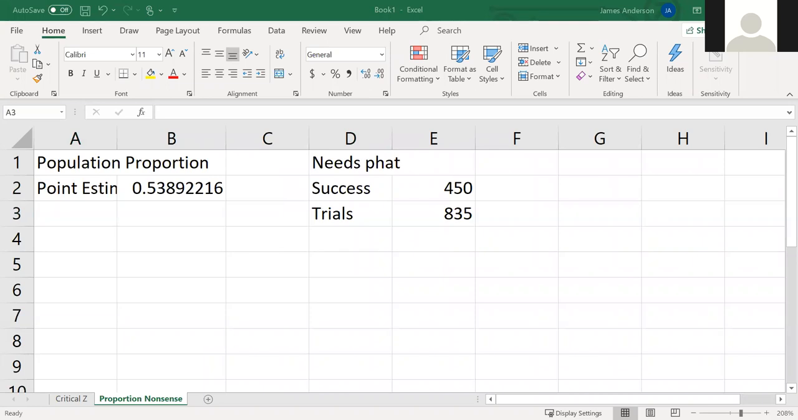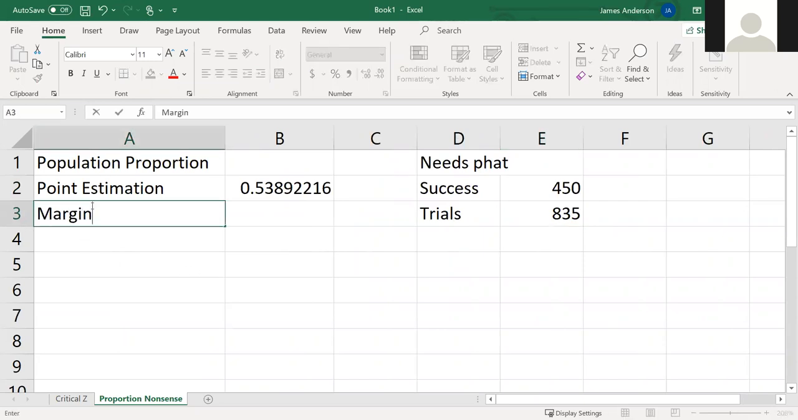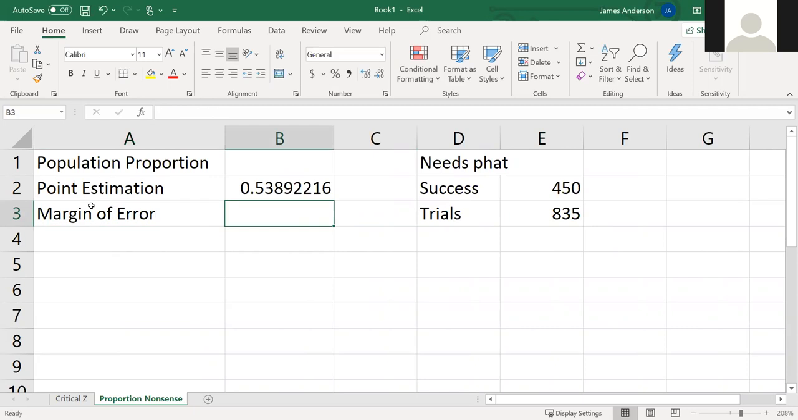After this, you would have to do margin of error. So this is just nothing more than that times that. From here, 450 divided by 835. So margin of error is the next thing you would need. Margin of error, I do believe they just want you to do essentially the confidence interval.